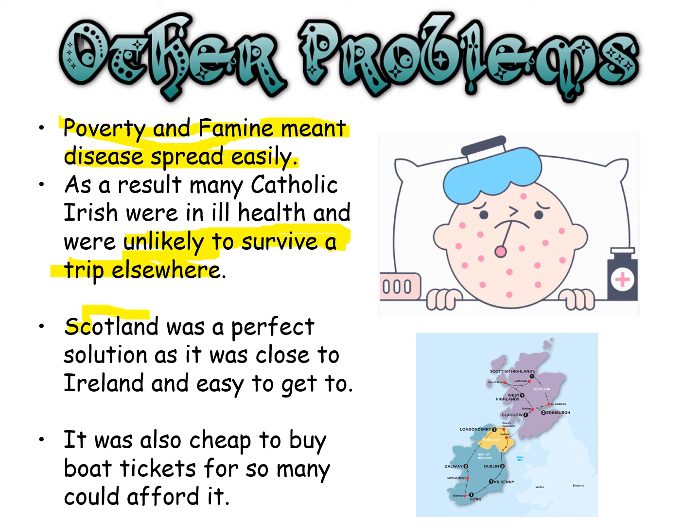Scotland is perfect. It is a perfect solution for this group of people because it is close to Ireland, as you can see by the map there, and it's really easy to get to. You get on a boat, you get off in Glasgow or one of the other ports, and you are done. That's it. It takes very little time, and it's also very, very cheap. Tickets on a boat to Scotland from Ireland are cheap, and even a lot of the very poor people would sometimes have to sell all of their belongings to afford it, but they could make enough money to get these tickets to Scotland, whereas other places were maybe completely out of their price range. So this was a main reason for that.